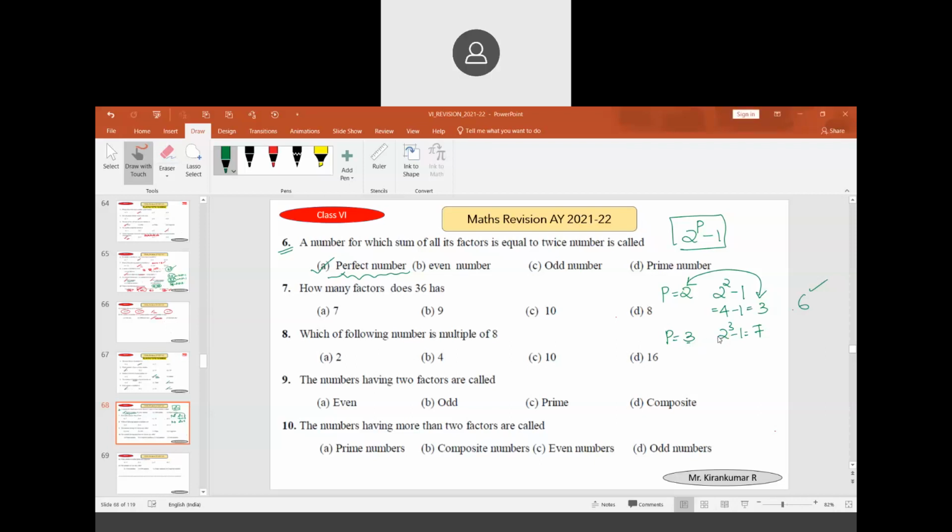Actually, this is also not a simple shortcut method. It is applicable for only some numbers, only some perfect numbers in 1 to 100.